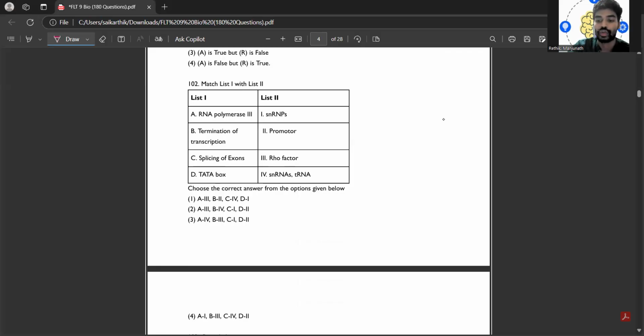Then 102 is match the following. Which will be the correct one here? The third one. See, in termination of transcription, it is rho factor. Then splicing of exons will be snRNPs. Then TATA box will lead to the promoters. Then RNA polymerase III will lead to snRNAs, tRNAs. So the third one is correct.